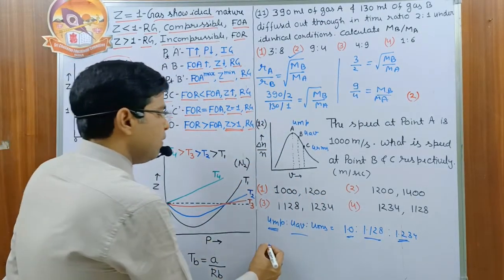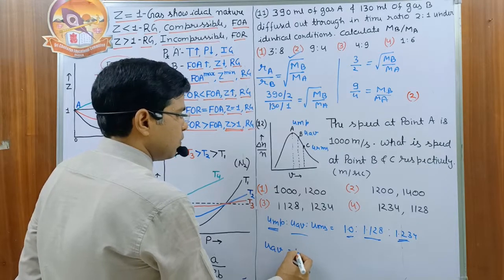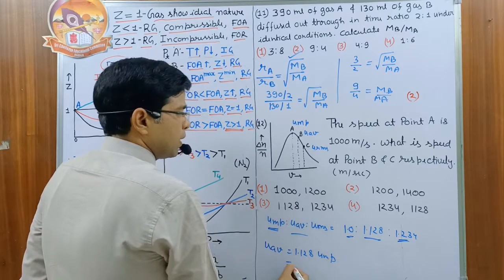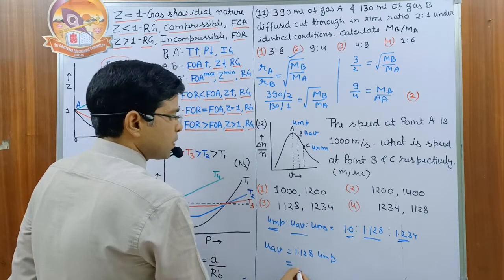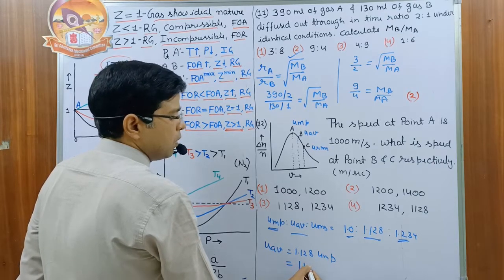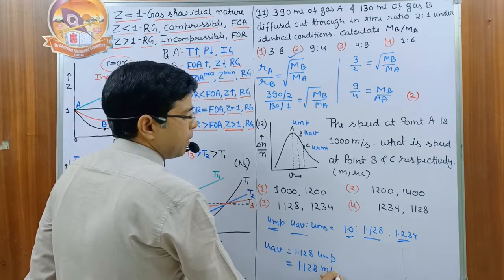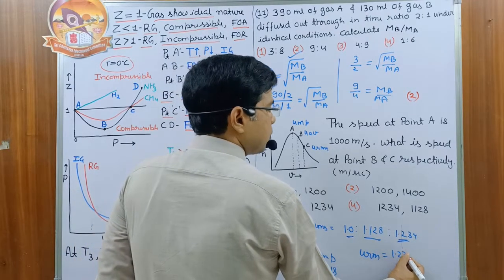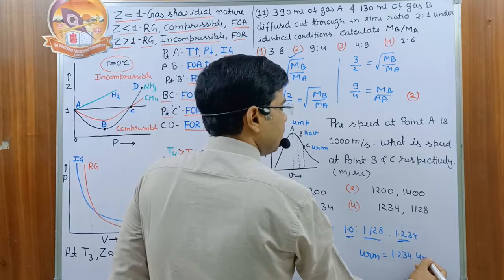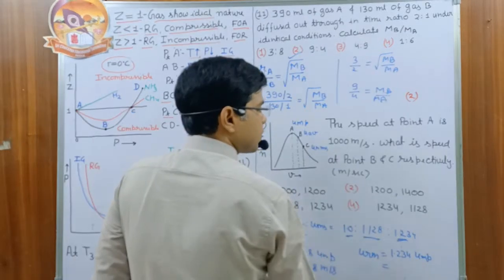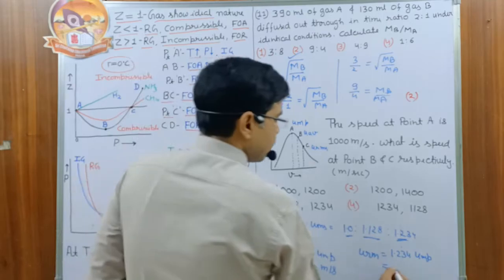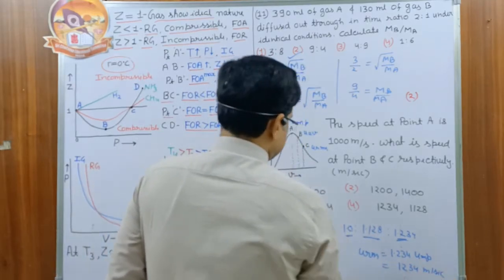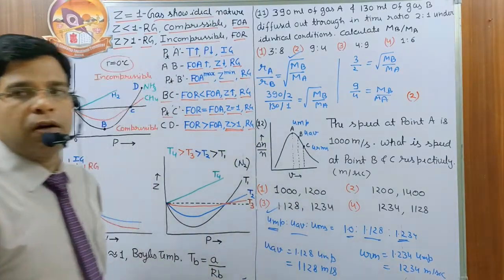So what is the average velocity? Average velocity is 1.128 times the UMP. What is the UMP? 1000. So the average velocity becomes 1128 meter per second. Similarly, URMS is equal to 1.234 times the UMP. What is the UMP? 1000. When we multiply by this, what answer do we have? 1234 meter per second. So the correct answer of this question is option number 3.